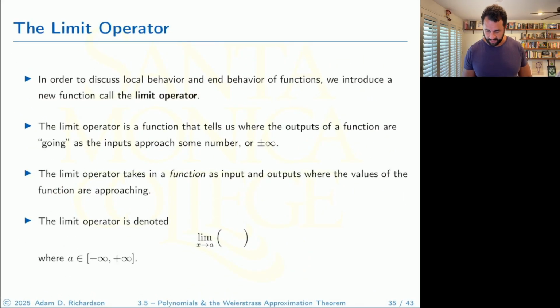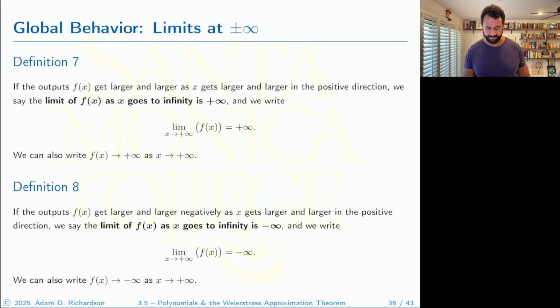Now we have a bunch of definitions that are really just notation. I'm not going to read all of it word for word, but you're welcome to. You should at least a few times, but I'm going to give you the gist of what it means. I'll do the first one and then gloss over the others. If the outputs of f of x get larger and larger as x gets larger and larger in the positive direction, then we say the limit of f of x as x goes to infinity is positive infinity.